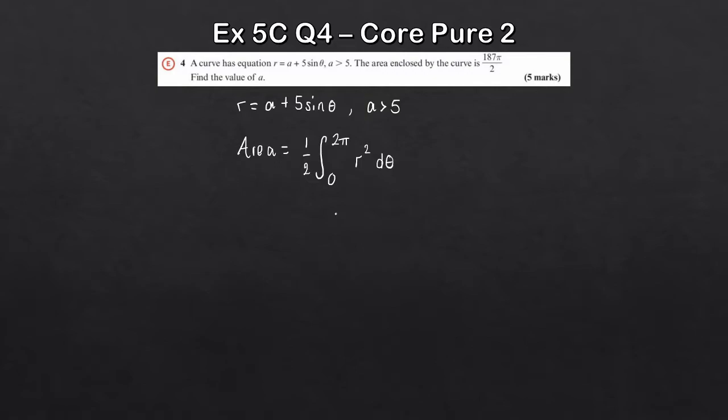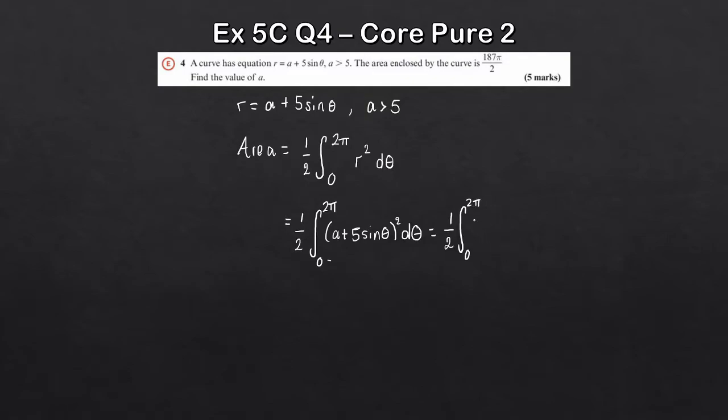Okay, so r is this equation here, so we're going to square this. So this is a half times this integral of r squared, so that's a plus 5 sine theta squared d theta, and if you expand this here, what would we get? Sorry, it should be between 0 and 2 pi, and again 0 and 2 pi.